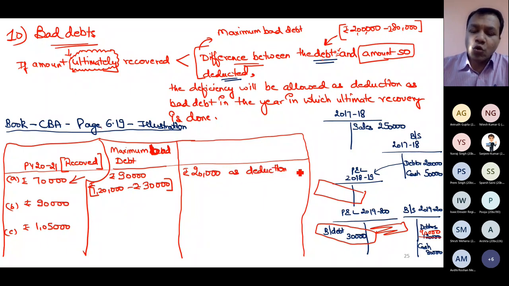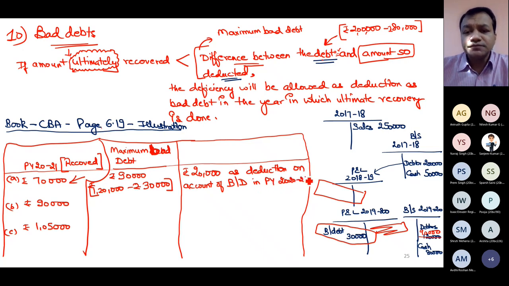The deduction on account of bad debt will be allowed in the previous year in which you are recovering the final amount, 2021. Bad debt is allowed in the previous year 21. And this is logical also. Of course, maximum bad debt remains same. Whatever you recover, your bad debt is maximum 20.